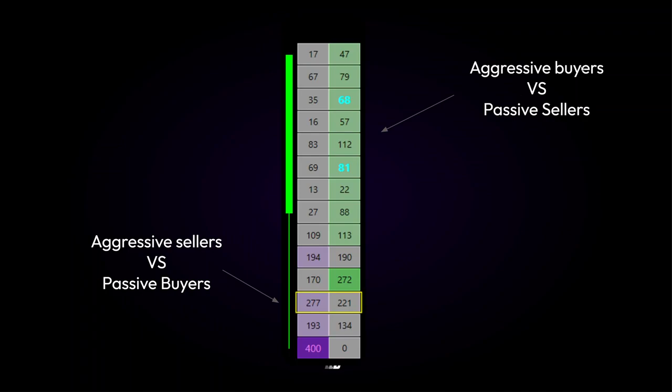So aggressive buyers buy from passive sellers, and you see them here, okay? So here, 88 contracts were bought and sold at the same time, because if there's a buyer, there needs to be a seller. So this one is buyers who accepted paying higher prices. These ones are sellers who accepted paying lower prices. And we'll go right deep into what this exactly means very shortly.